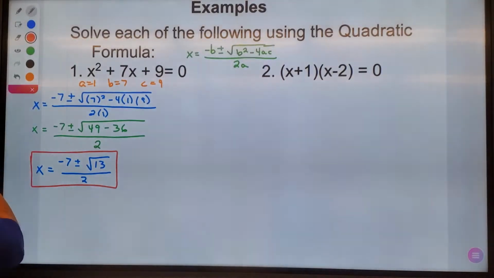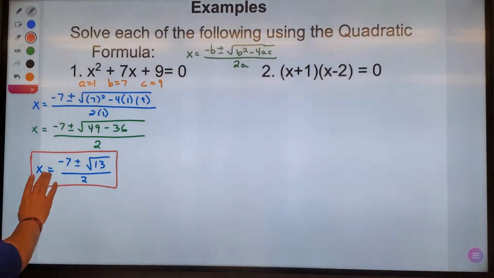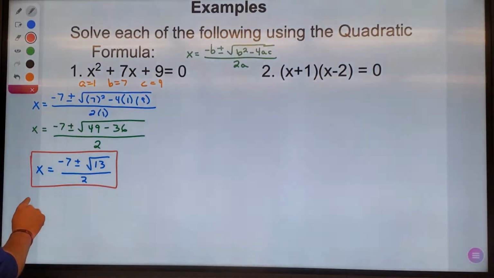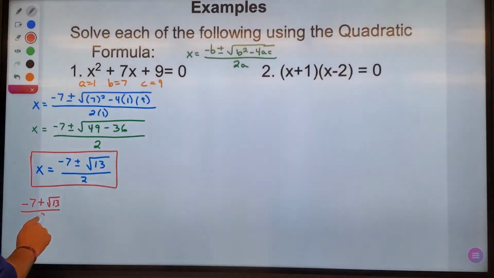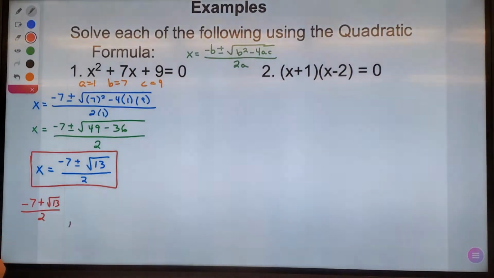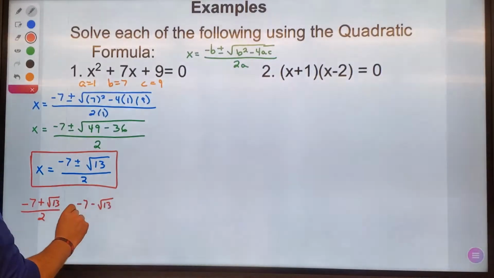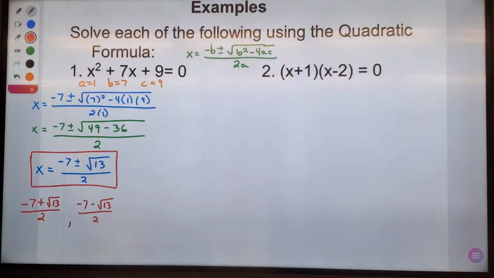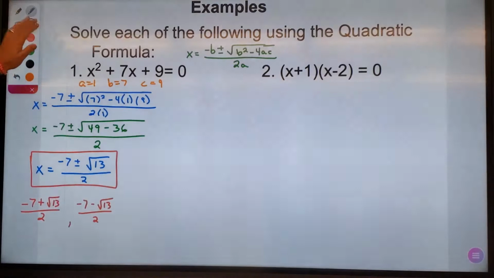Okay. Just for the purpose of reiterating, on some standardized tests, they'll separate this and have it as negative 7 plus the square root of 13 over 2, and then normally separate by a comma and have negative 7 minus the square root of 13 over 2. If you prefer to do that and see both answers, that would be okay. However, my suggestion is we just leave it right here and have that as our answer. Moving on.